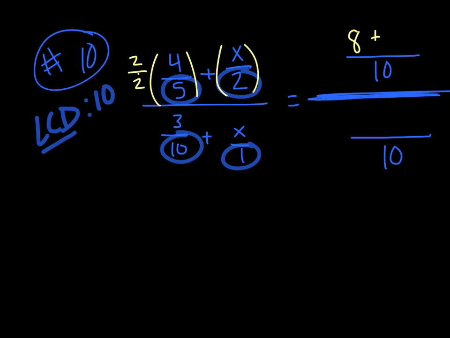Next one. We have x over 2. We want it over 5 or over 10. So 2 times what? What do we need to multiply 2 by to get us to 10?